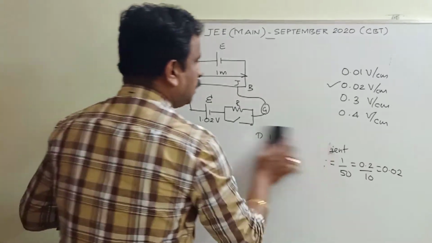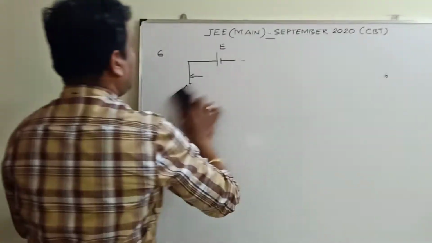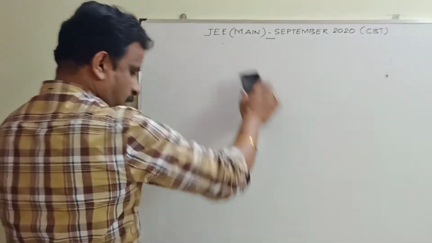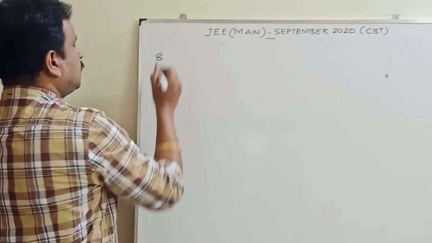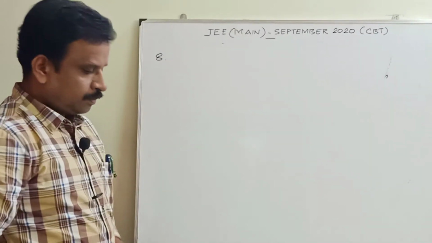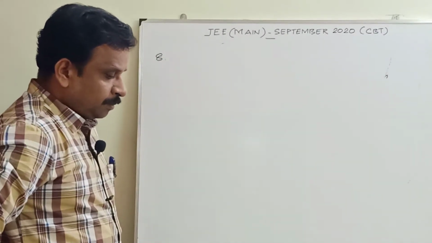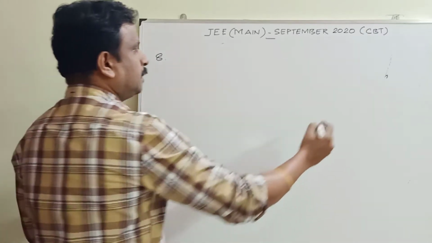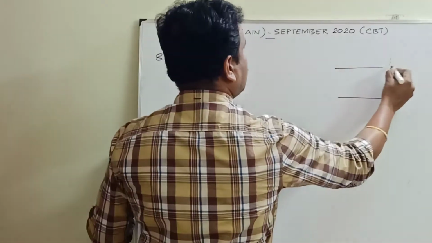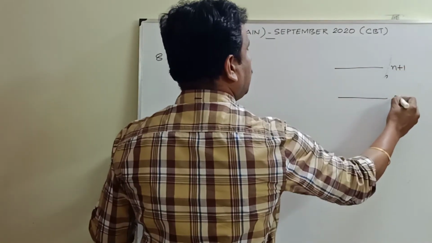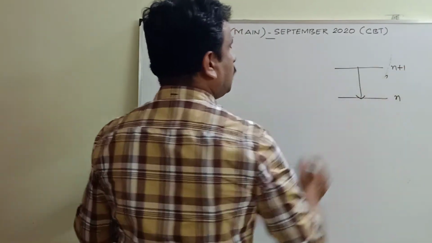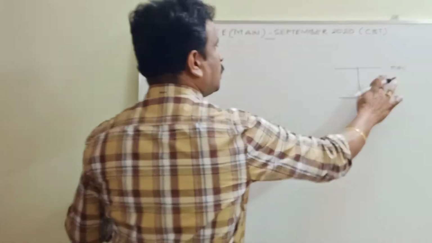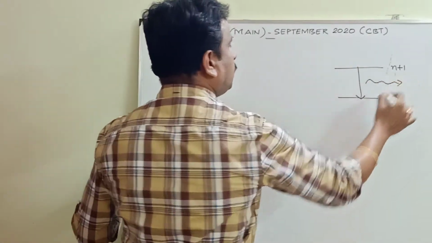Next we go to question number 6, 7. We have to see now question number 8. The question number 8 is, in hydrogen atom, electron jumps from n plus 1th state to nth state. Electron, this is n plus 1th state, this is nth state. So that, what is the frequency of the emitted photon?